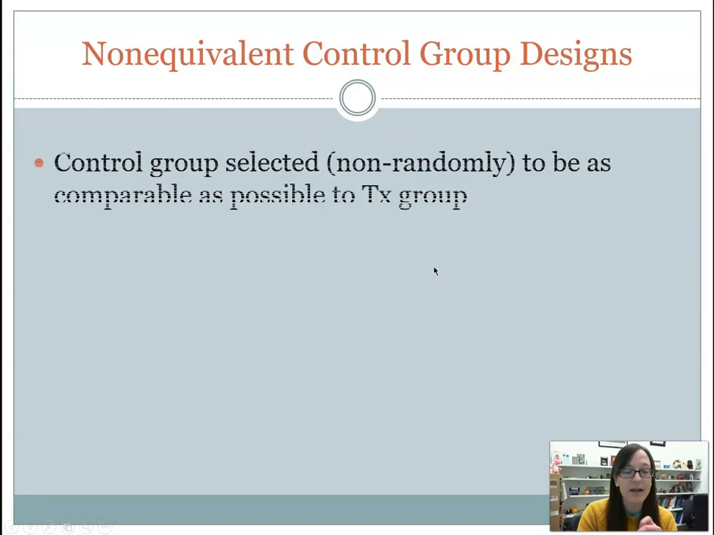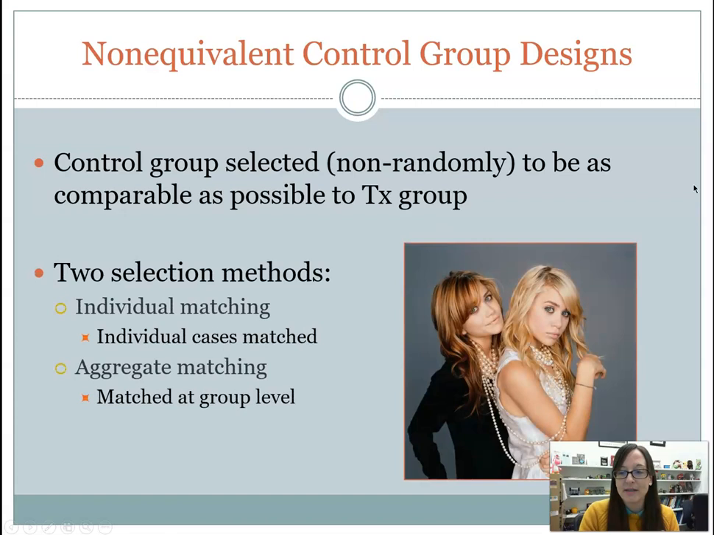So in this one, you have a control group that is selected to be as comparable as possible to the treatment group. So it's not random, things are not randomly assigned, but you have your treatment group, and then you try to get a control group that looks as much like the treatment group as possible. And so there's two ways to do this. You can do individual matching, which is literally case by case. You find individuals to be in the control group that match similar individuals in the experimental group.